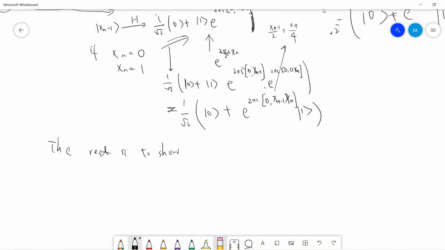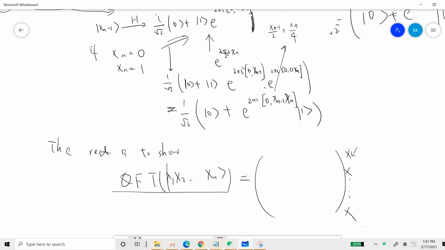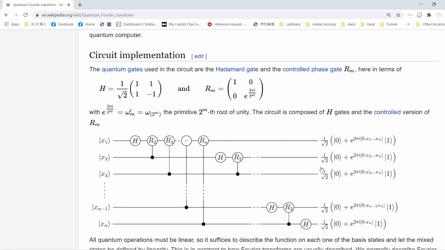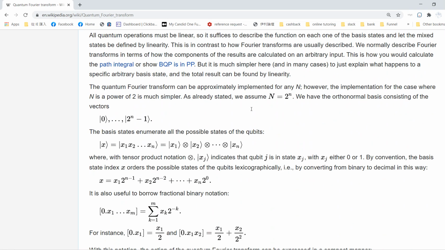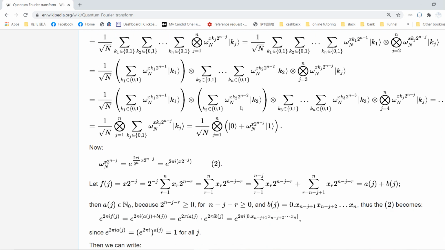So finally, it remains to show that the QFT will give you the circuit as the circuit results. Okay, unfortunately, this proof is so long that I don't want to write it. So I just explained why this is correct, and the proof is just this. So you can go to Wikipedia and type quantum Fourier transform, and you can see the proof.